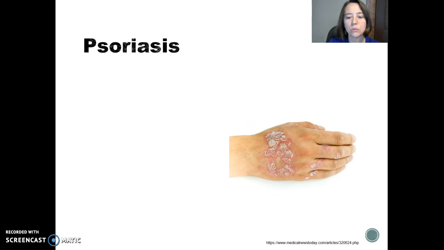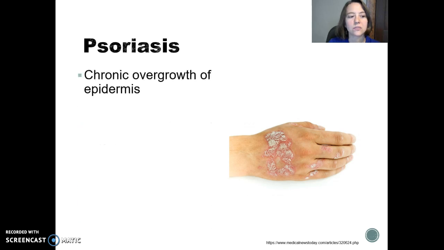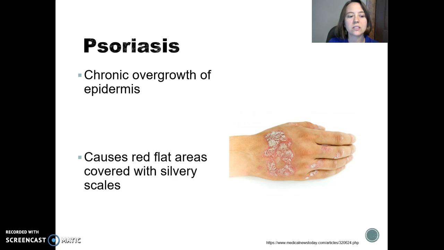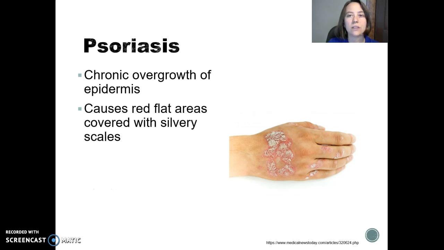Here is an image of a person with psoriasis, and it is a chronic overgrowth of the epidermis. It causes red flat areas covered with silvery scales. As you can see, there is the red flat area and the silvery scales. It is also often itchy and irritated.